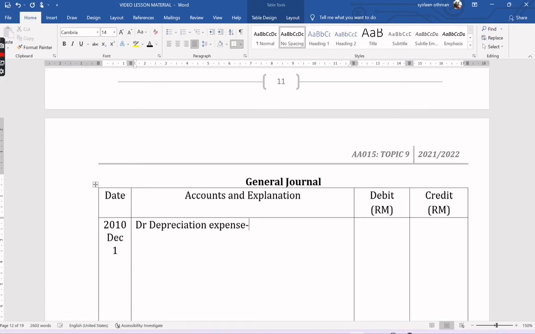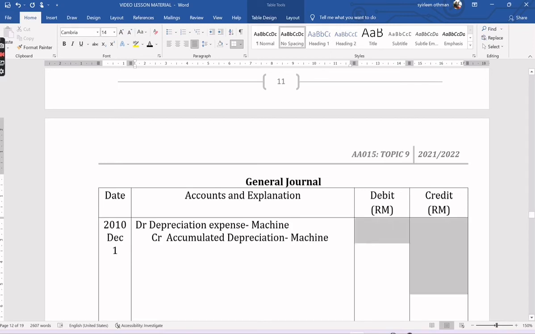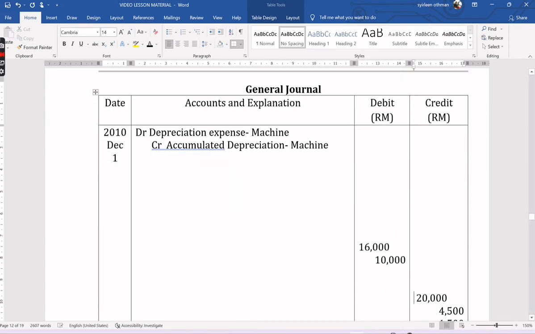Okay, and then kita akan credit accumulated depreciation. Okay, this is also for the machine. So nilai dekat sini ialah 5,000. Alright, so figures ni belongs down here. So this is actually 5,000, and this is also 5,000 as well. So now kita dah ada catatan untuk depreciation expense. Alright, so what is happening here?